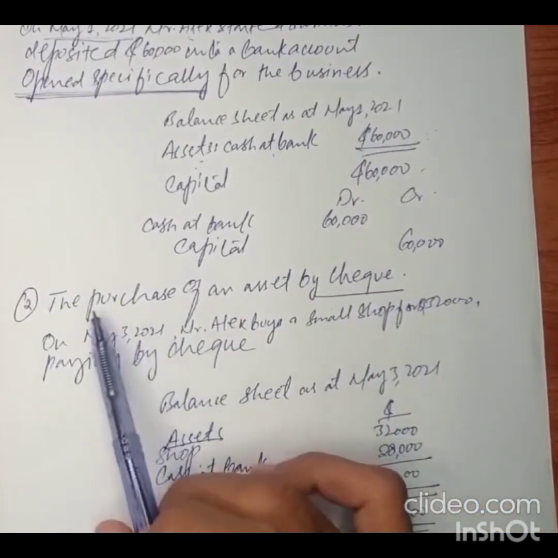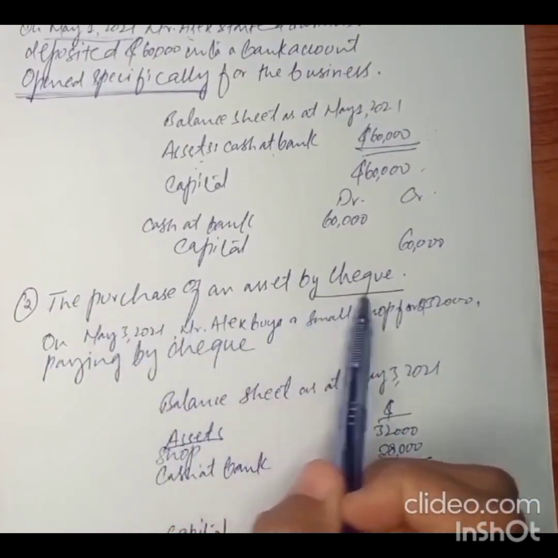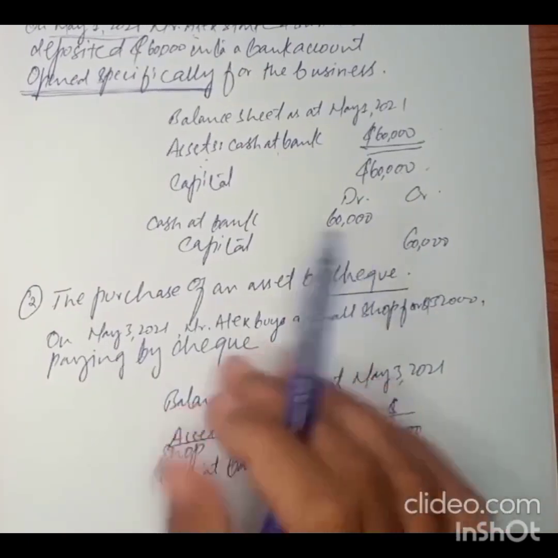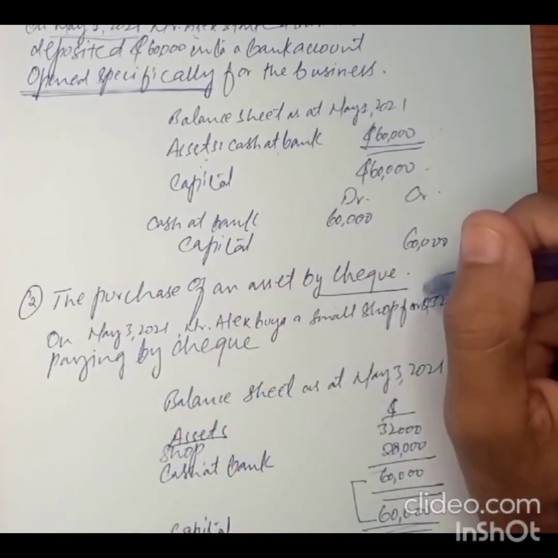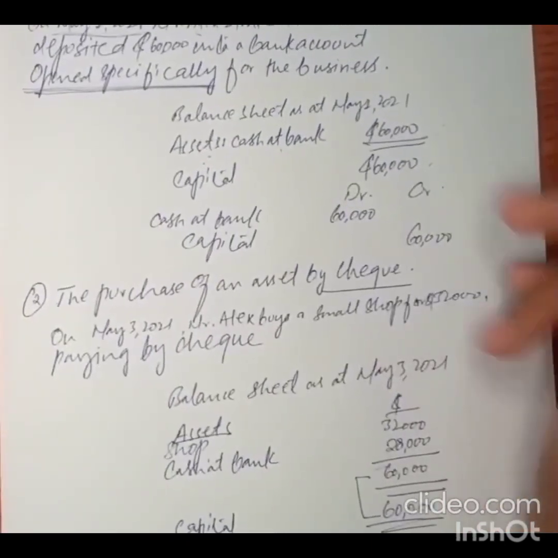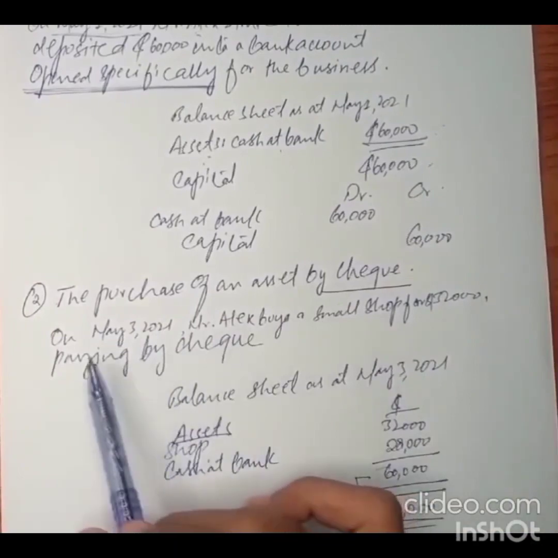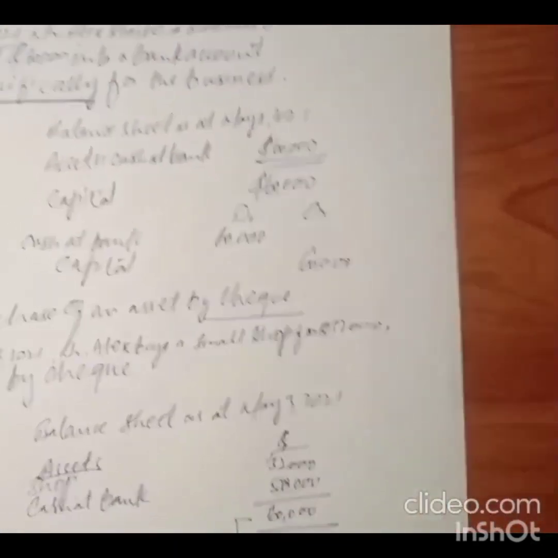The second transaction is the purchase of an asset by check. After starting his business, he decided to purchase an asset for his business. What asset did he purchase on May 3rd 2021?